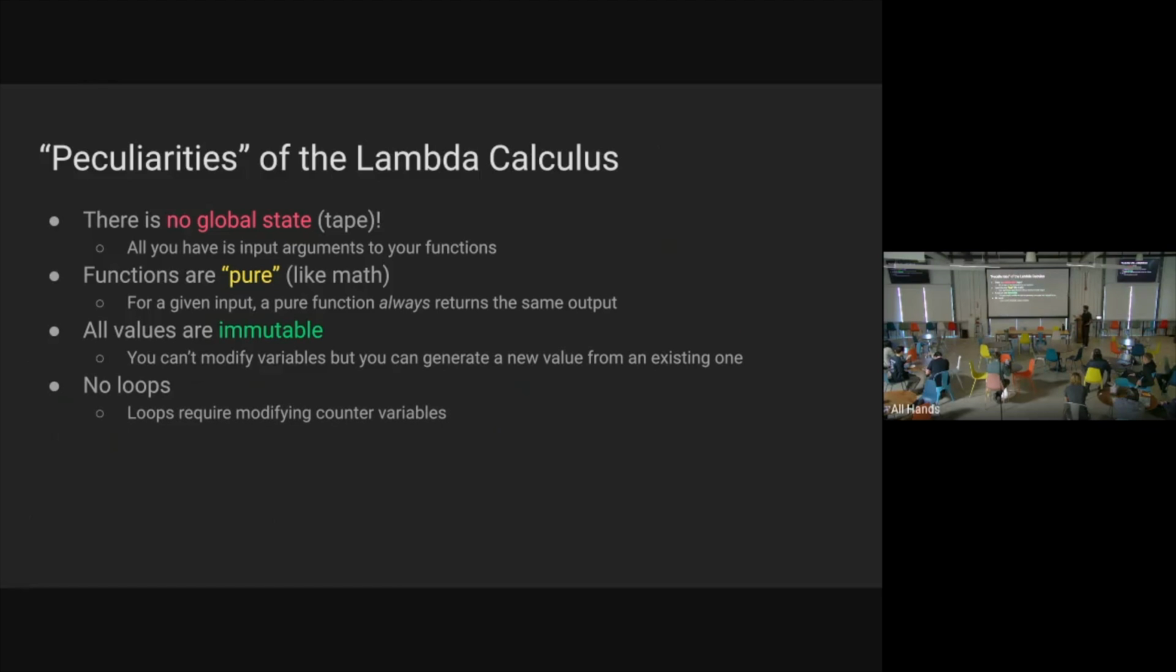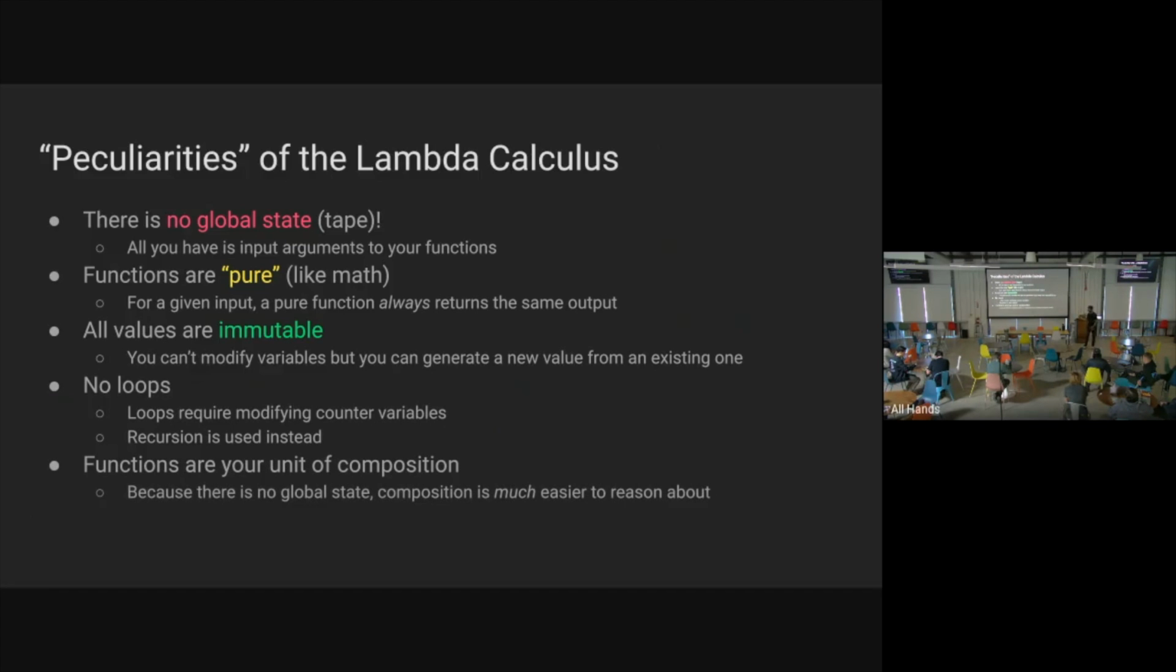And there's also no loops, so you can't really iterate on things, but the way we actually handle iteration in Lambda Calculus-like structures is through recursion. And then functions are your unit of composition. And the way you compose functions is sort of passing them as parameters to each other, right?